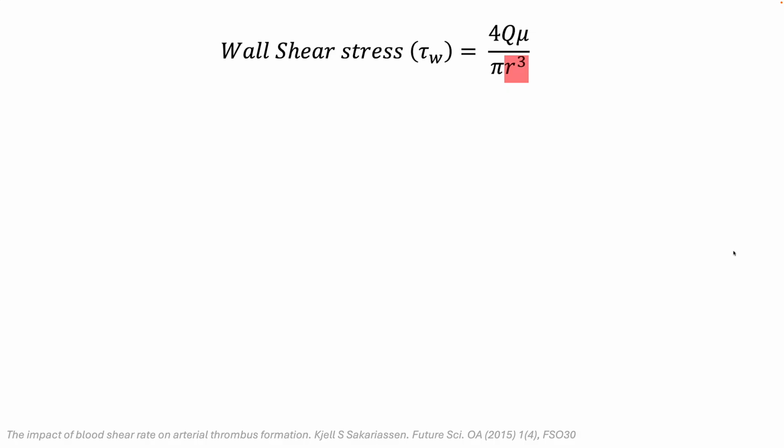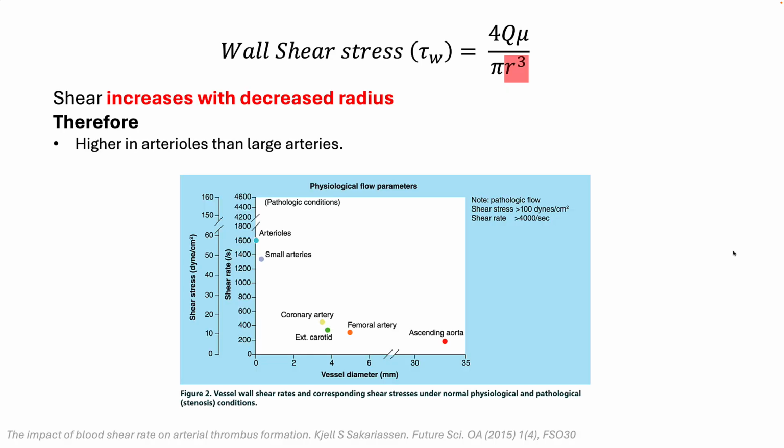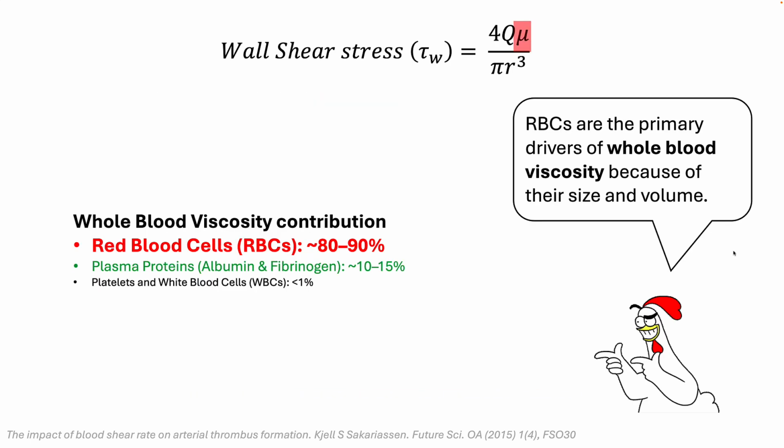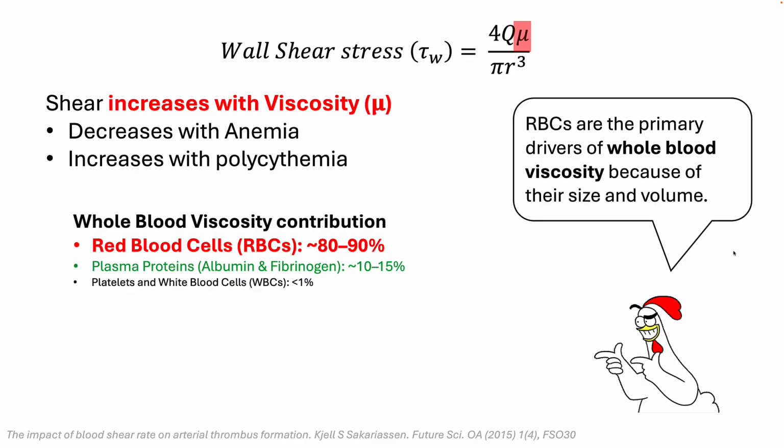The shear stress depends upon the inverse of vessel wall radius, so it is higher in arterioles than the arteries. Shear stress also depends upon the viscosity, and the blood viscosity contribution is maximum by the RBCs. So patients with anemia will have a lower viscosity than patients with polycythemia. Plasma proteins like albumin and fibrinogen account for around 10 to 15%. However, certain paraproteinemias, such as seen in Waldenstrom macroglobulinemia or multiple myeloma, can increase your blood viscosity by quite a bit. Platelets and white cell count contribute minimally to blood viscosity.